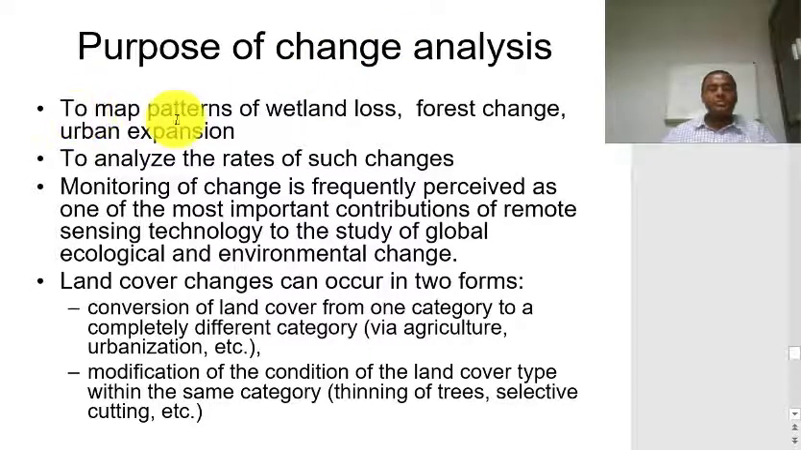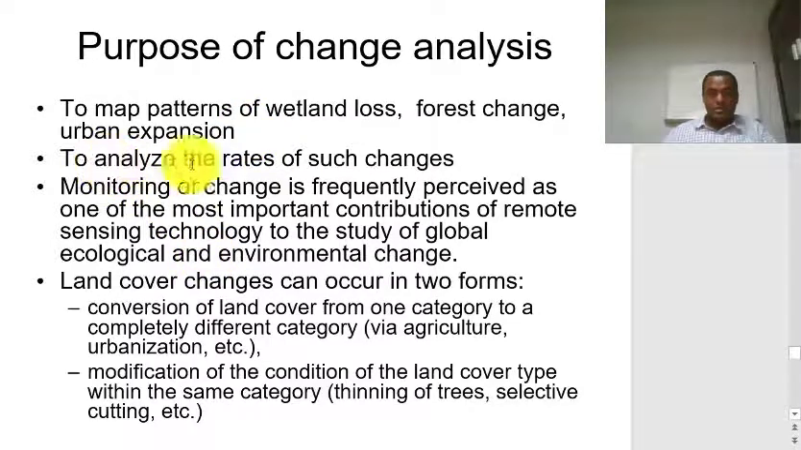One is to map patterns of wetland loss, forest change, urban expansion, agricultural expansion, and irrigation expansion, which can be obtained from change analysis. Change analysis can be obtained from two-time period analysis. A one-time image classification cannot give you anything about change.